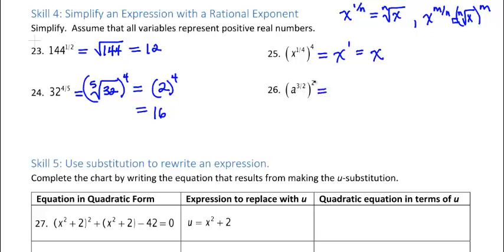A to the 3/2 squared would be a to the 3/2 times 2. But the 2 is really 2 over 1, so those 2's divide out, leaving a to the 3.